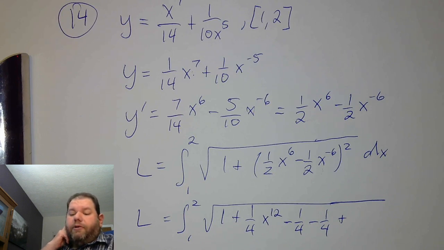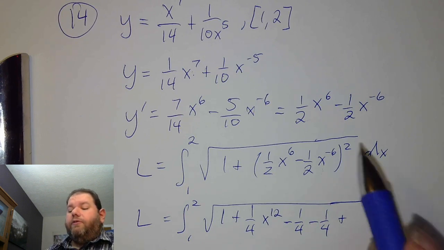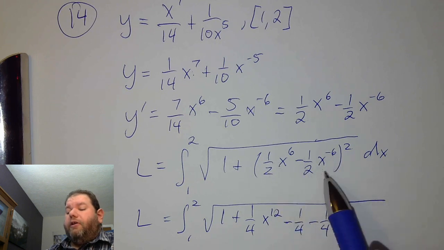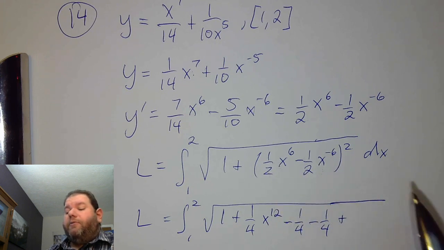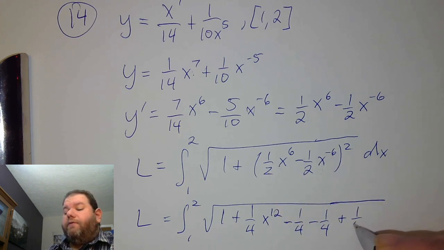And then the last part, still squaring this binomial, is we square the last term, which is going to be a positive 1/4 x to the negative 12 dx.